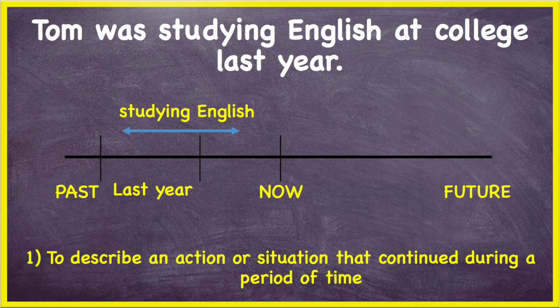Now, what's important to note here is that this could be any period of time, and the action or situation doesn't need to have continued for the entire stated period of time. So for example, Tom may have been studying English at college for this whole year, or perhaps he was just studying English at college for part of the year. Here in the timeline, we see that it's not completely covered, right? So keep that in mind. And you can state what the period of time is in the sentence, but if it's clear in context, then you don't necessarily have to include it in the same sentence as the past continuous form here.